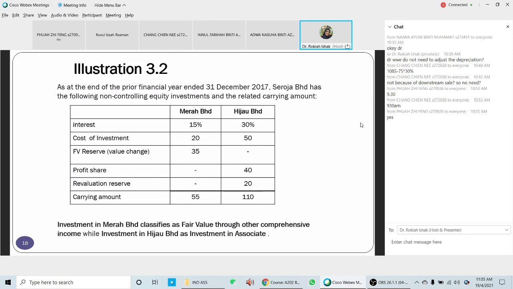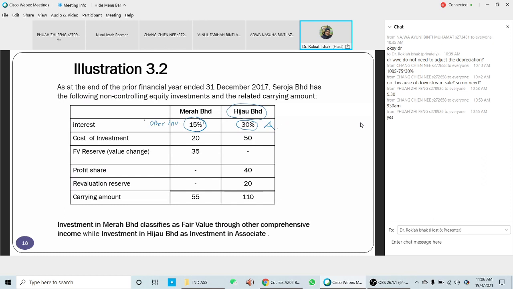Seroja Berhad has two types of investment. The first one, investment in Merah. Investment in Merah here is only 15%, so 15% is considered the type of investment here as other investments. And then the other one, we're going to have Hijau. Your percentage share in Hijau here is 30%, so this one is considered as an associate. Remember that the treatment will be different.